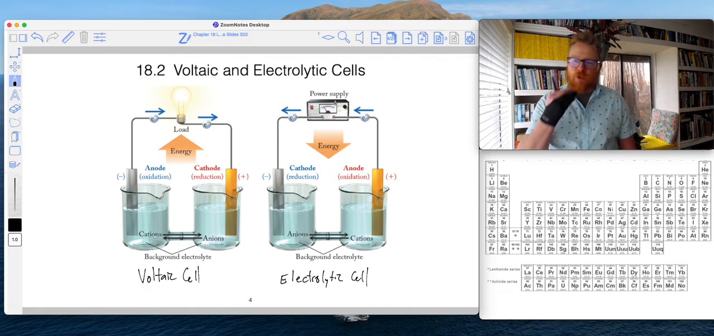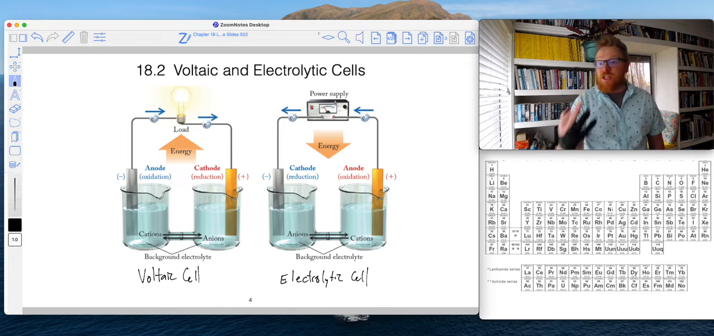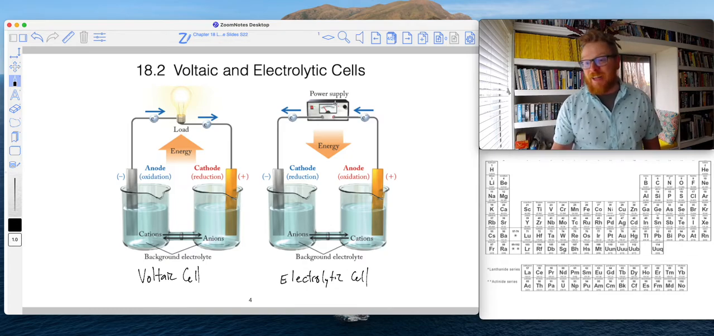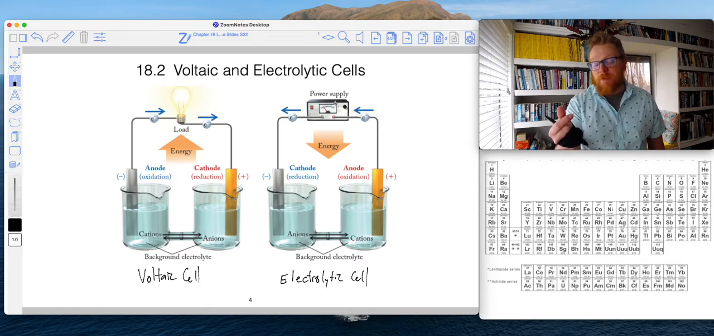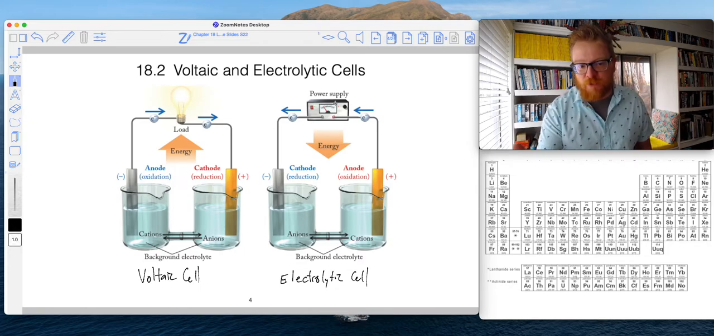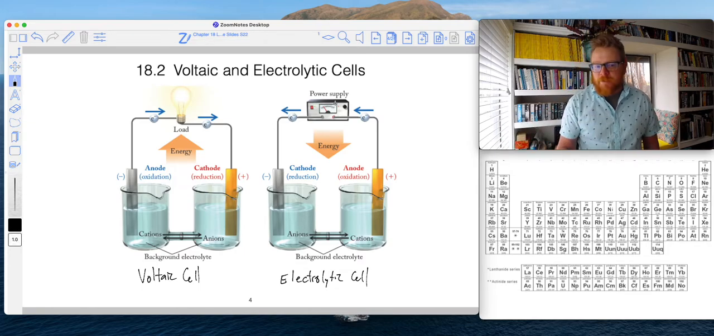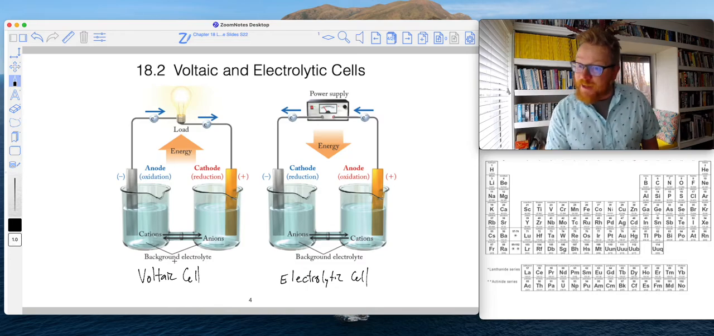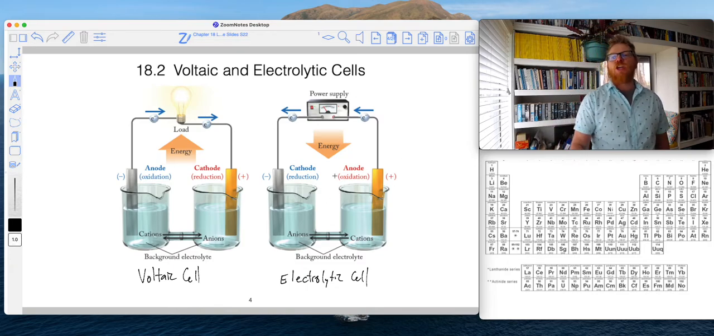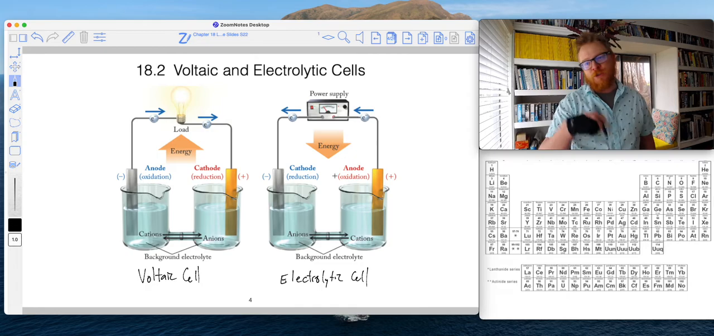In a lot of ways, when you think about rechargeable batteries, they are both voltaic and electrolytic cells. They have a really high-tech switch that allows you to switch the flow of electrons. In one position, it operates as a voltaic cell. It gives you power, right? But in another operation, you have to give it power. In other words, you've got to charge it up, okay?